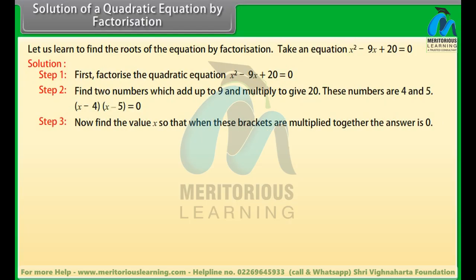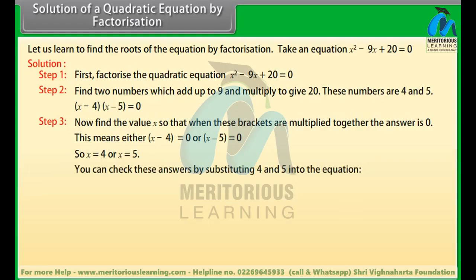Now find the value of x so that when these brackets are multiplied together, the answer is 0. This means either x minus 4 is equal to 0 or x minus 5 is equal to 0. So, x is equal to 4 or x is equal to 5. You can check these answers by substituting 4 and 5 into the equation.